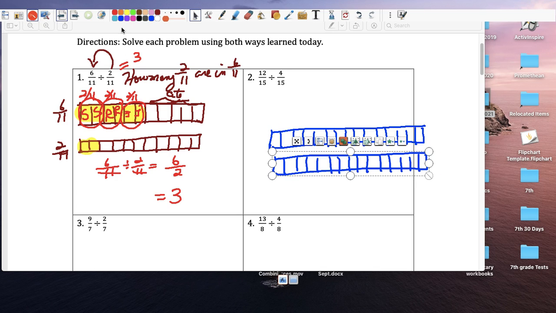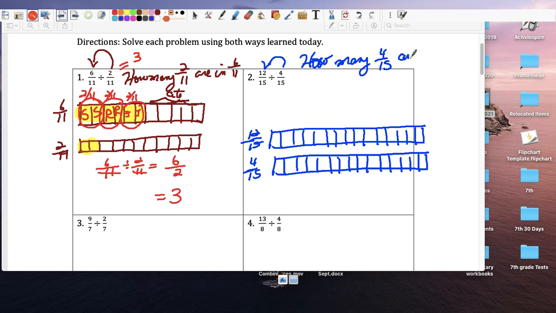Right. So now let's draw 12 out of 15. This will be my 12 out of 15. This will be my 4 out of 15. So again, you want to ask how many 4/15ths are in 12/15, right? Let's shade this. 12 out of 15 is going to be all the way up to here. That's 12. And 4, 1, 2, 3, 4 is going to be here. Okay. So this is how many pieces? 1, 2, 3, 4, right?